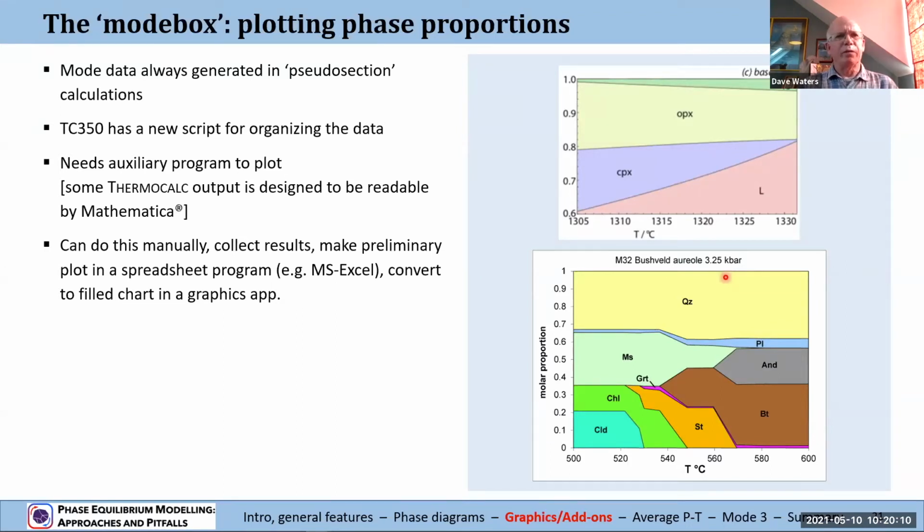Modebox output is now, as I understand it, generated in a form that will make it easier to calculate these. But you can always use your own auxiliary program to plot the mode data. Here's one that I made earlier manually, just by collecting the results and making preliminary plots in a spreadsheet, and then you can tidy them up in a graphics app as you wish.